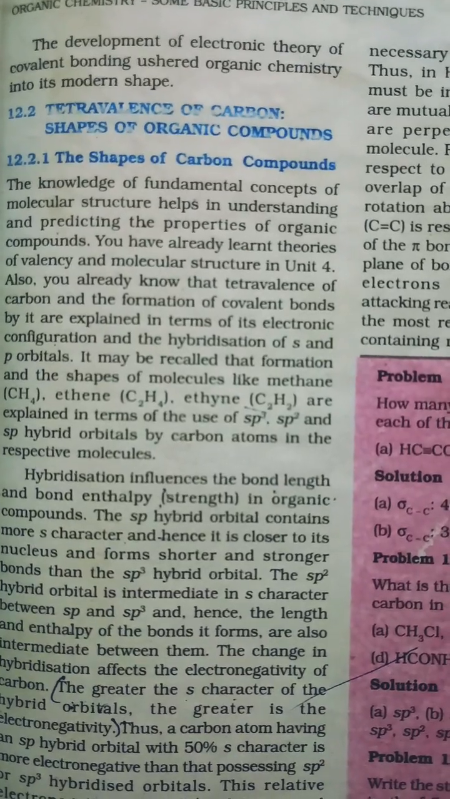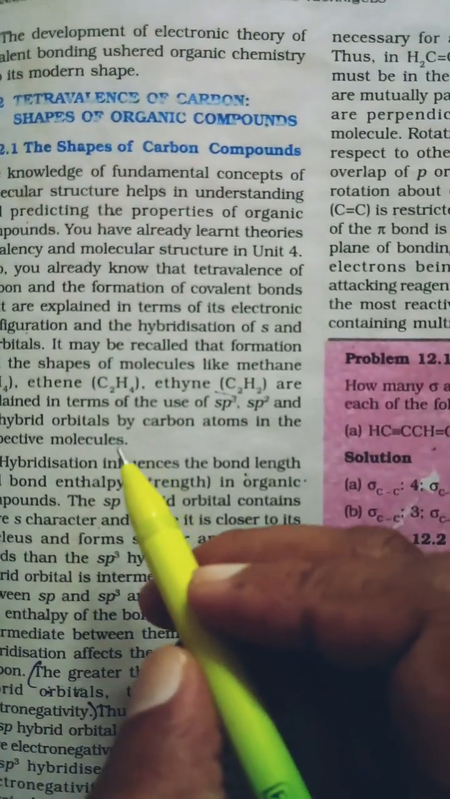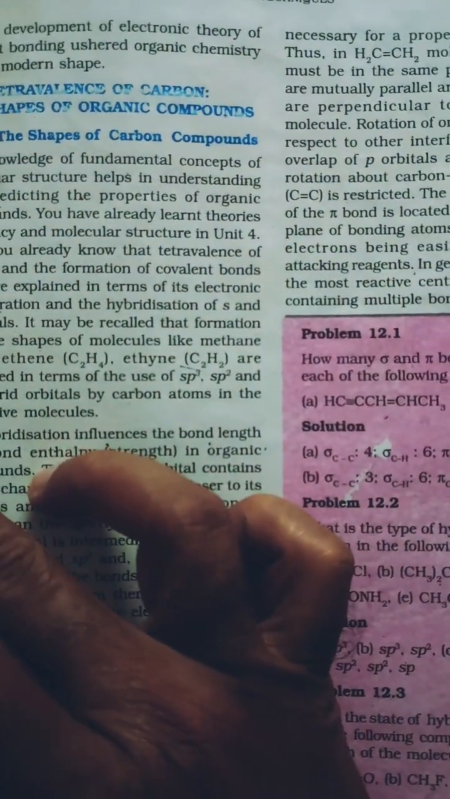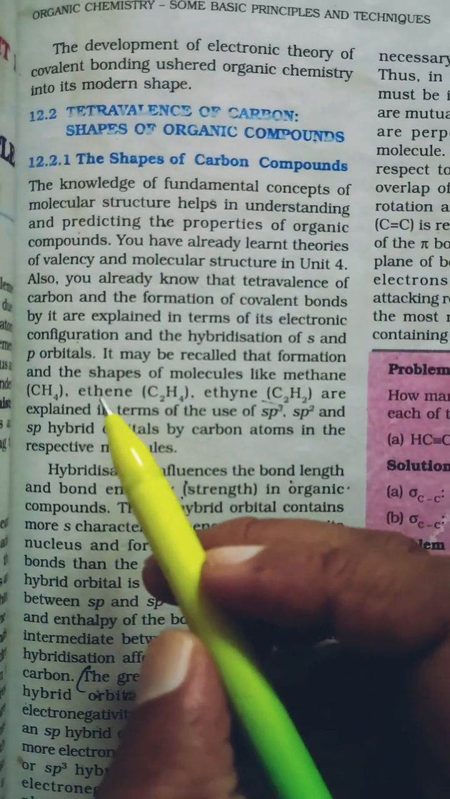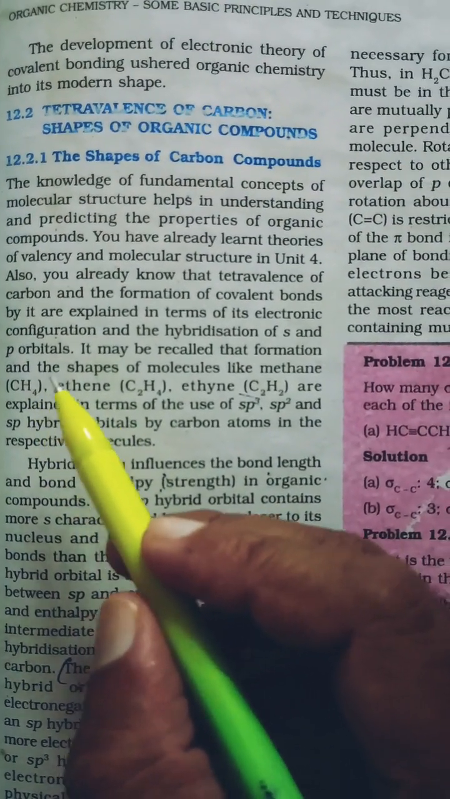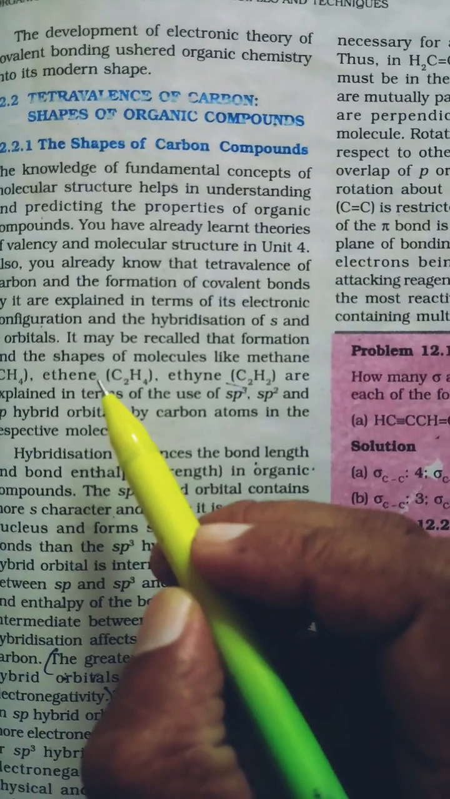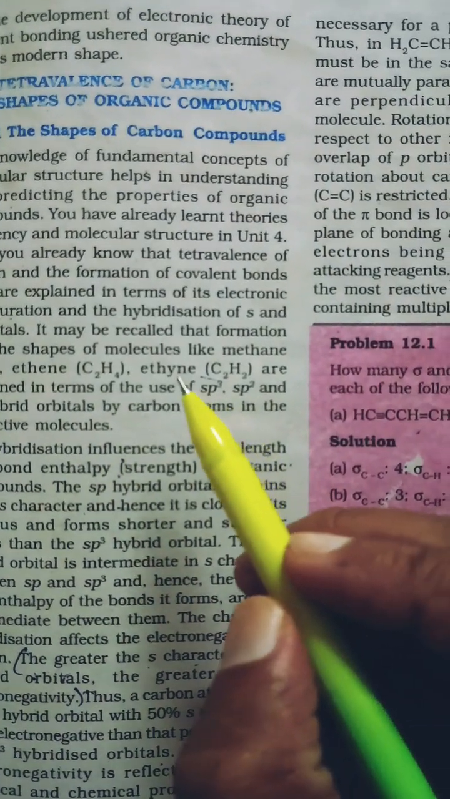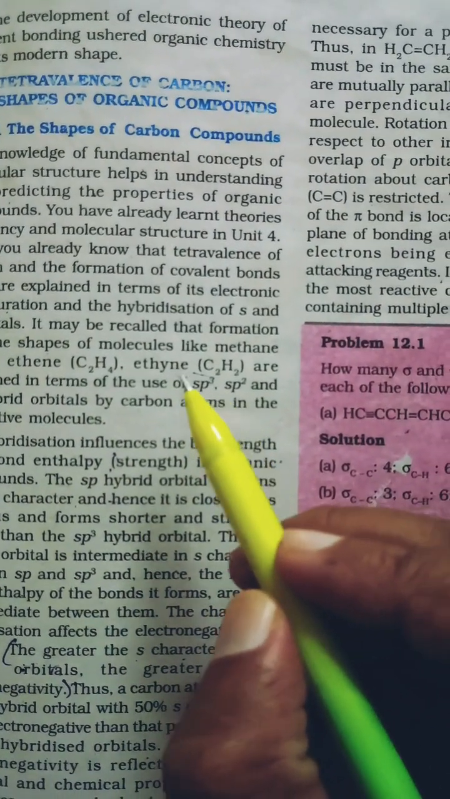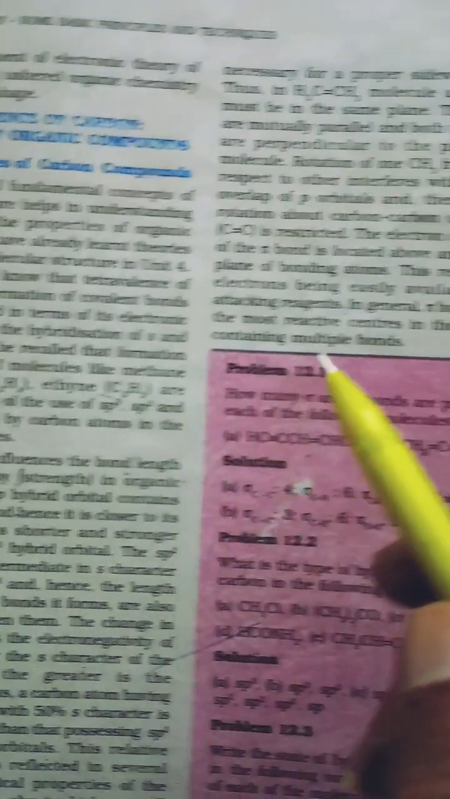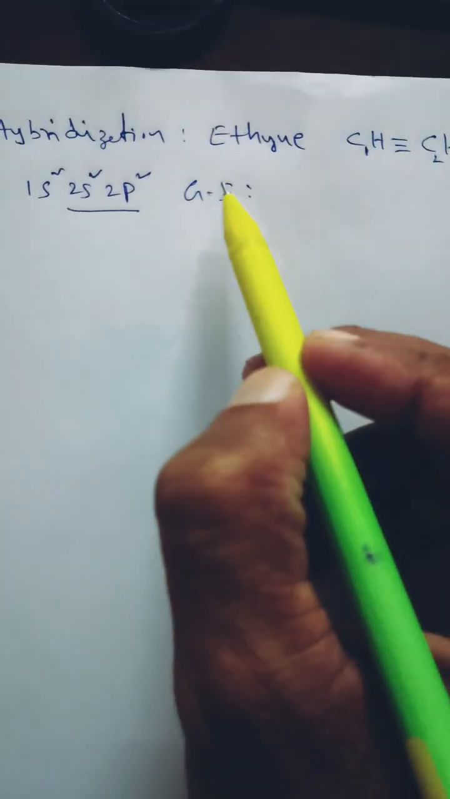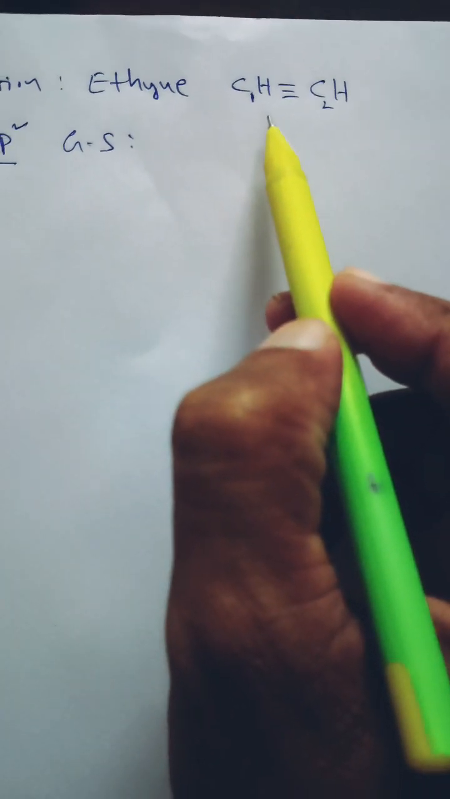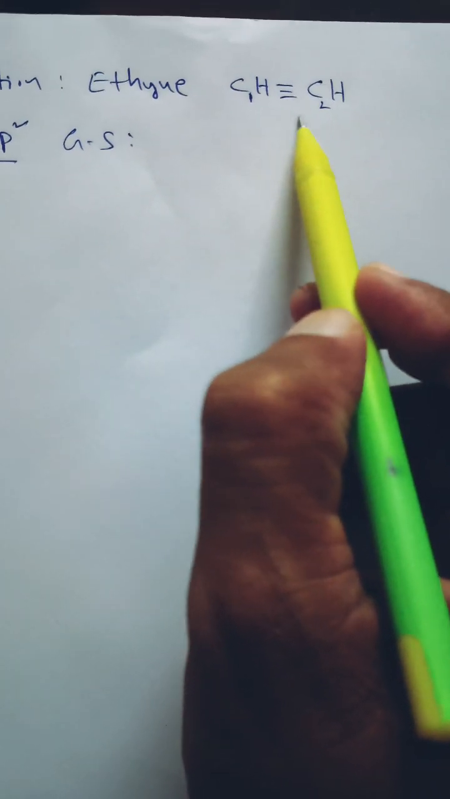Good evening, students. Yesterday, that means in the previous video, we have seen the sp3 hybridization in the case of methane and sp2 hybridization in the case of ethene. Today, we will see the sp hybridization in the case of ethyne. So, here sp hybridization and the example is ethyne, and the structure is CH triple bond CH.